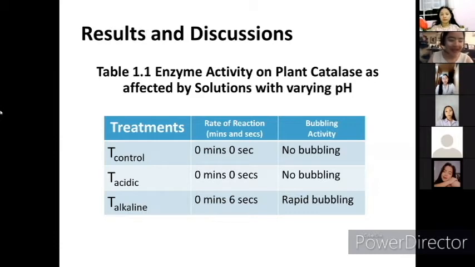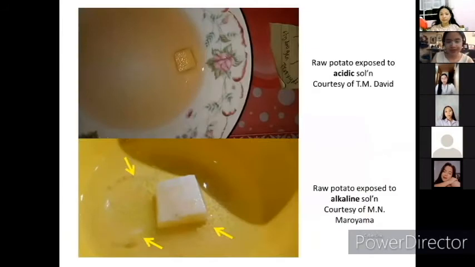So T alkaline is plant enzyme with alkaline water. It did produce enzyme activity with bubbling activity. So next slide please.